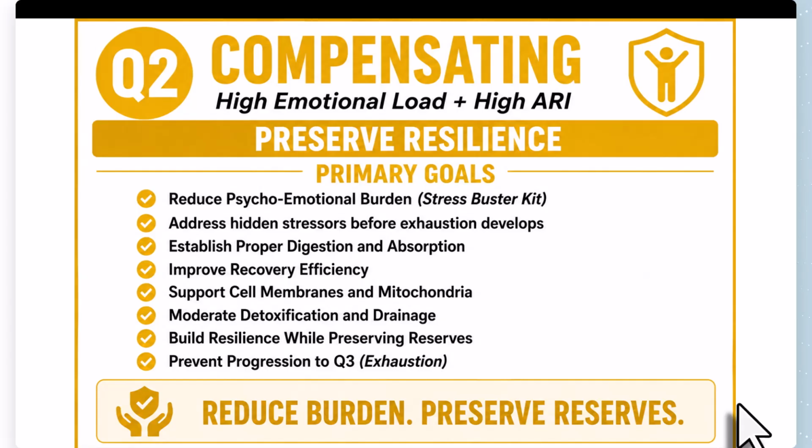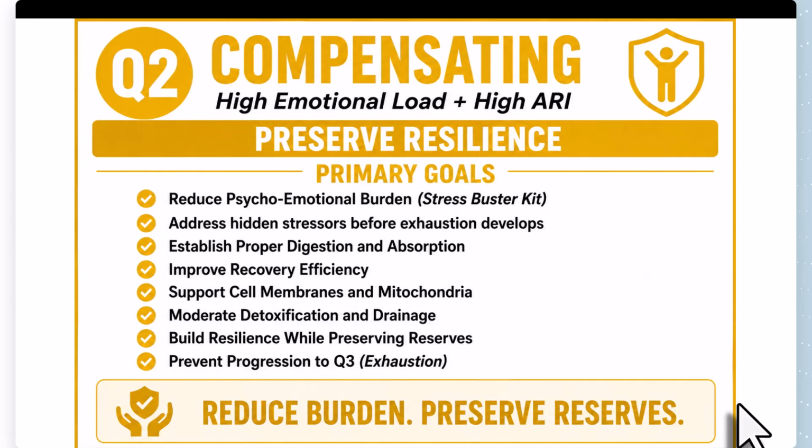Excuse me. So quadrant 2, I was thinking quadrant 3. So this person, they have a good autonomic nervous system, right? Their nervous system is working pretty good. Actually, the high emotional load. I'm blanking out here for a second. Give me a break. High emotional load. So they have a high emotional load, and they have a high autonomic regulation index.